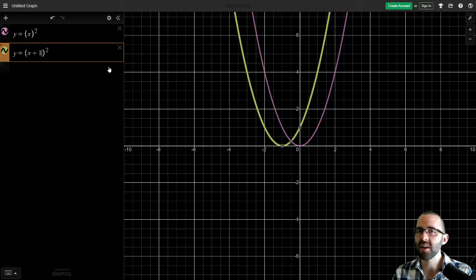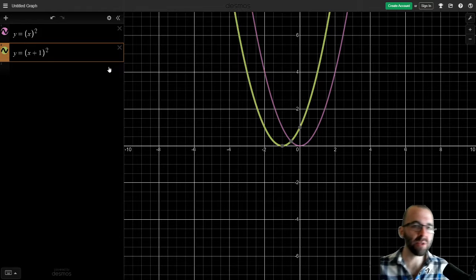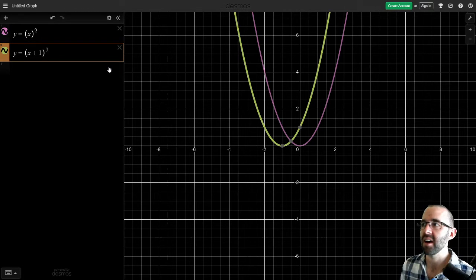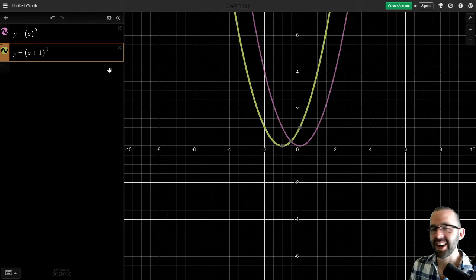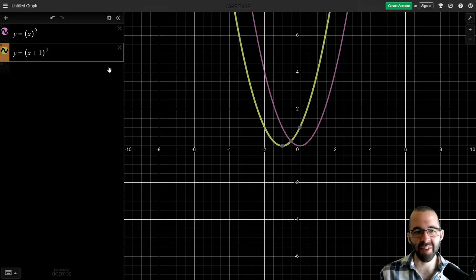Inside is going to be horizontal stuff always. And it's kind of going to be backwards always. And then outside of the function will be vertical stuff. And we'll talk about it. And by the time we get through this section, you'll feel maybe not good about it, but you'll feel something about it, right? So likewise, if we change the addition to a subtraction, it's going to move to the right.